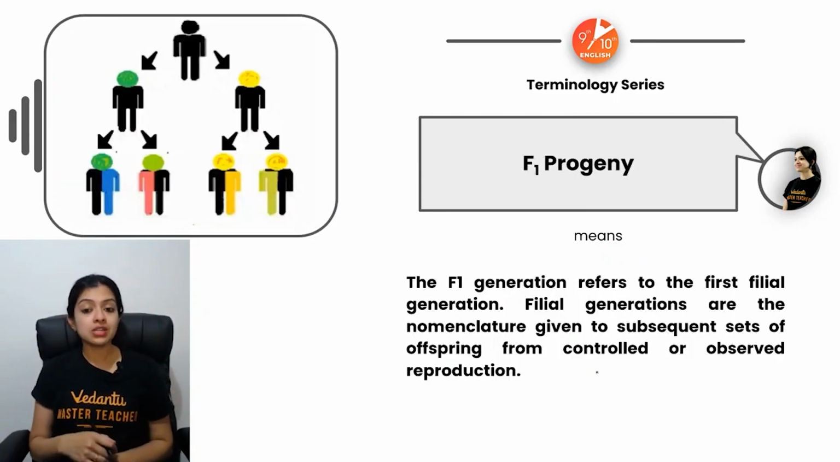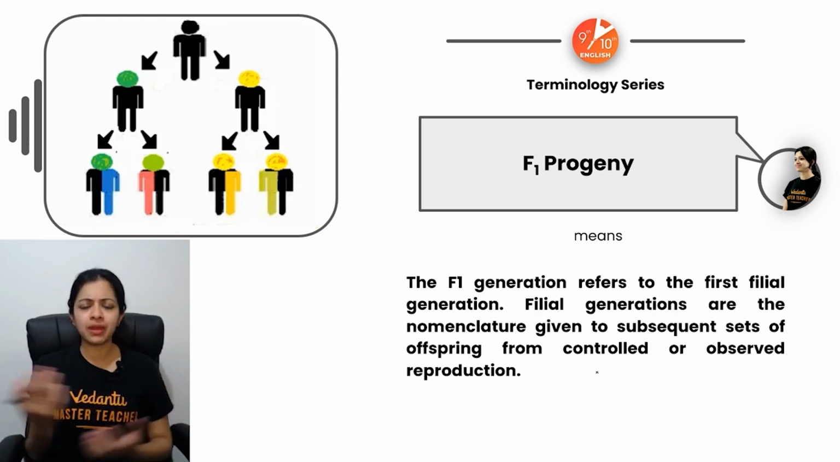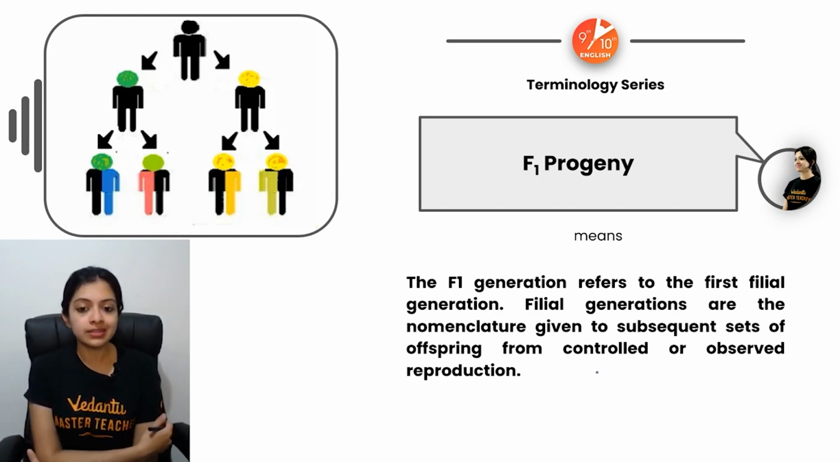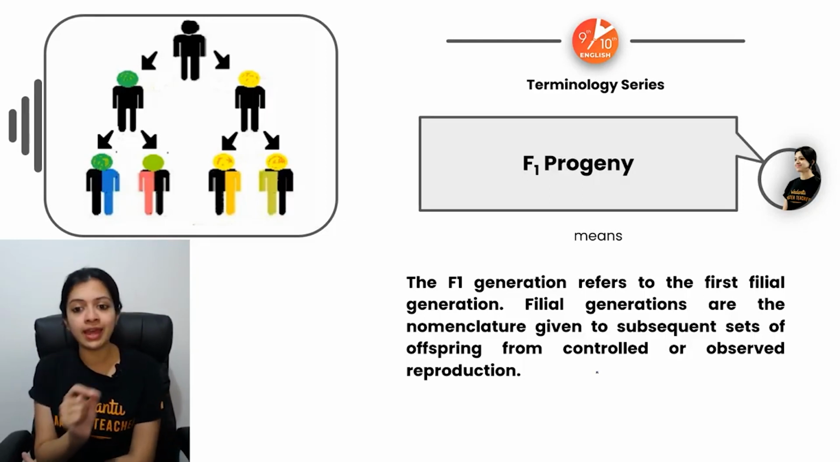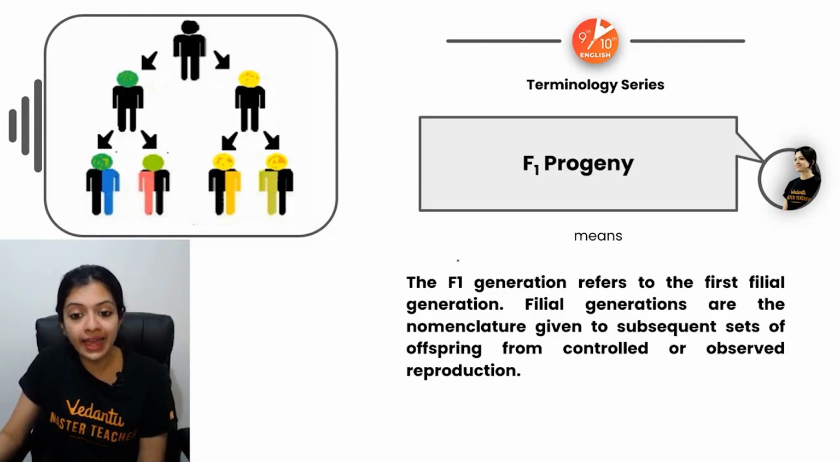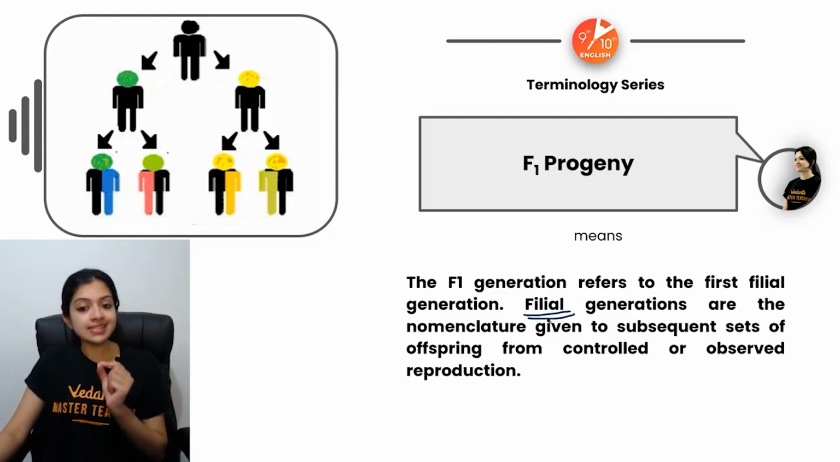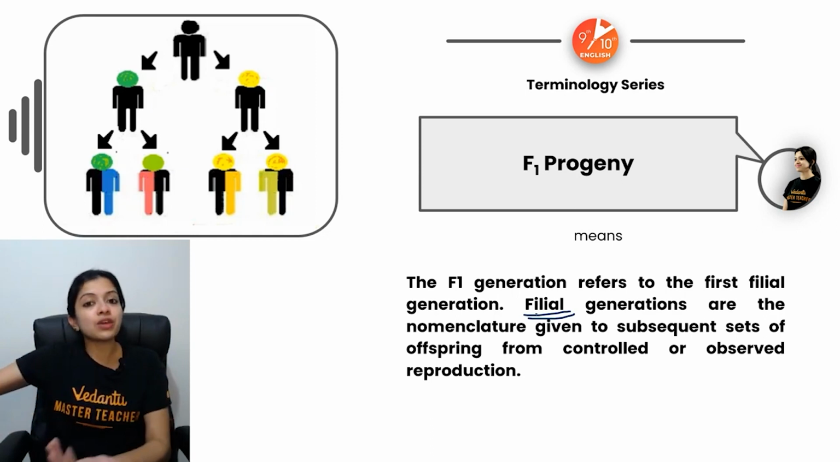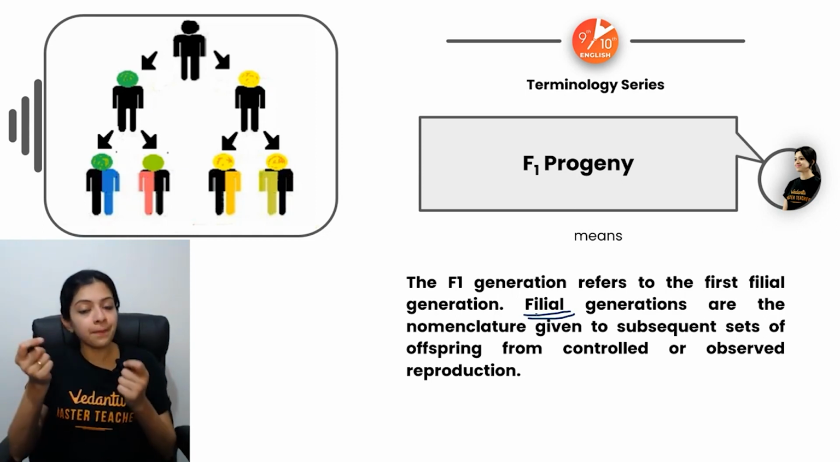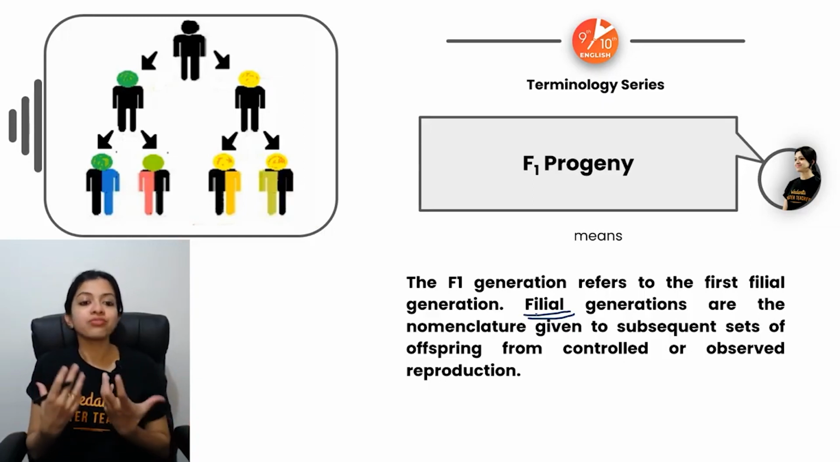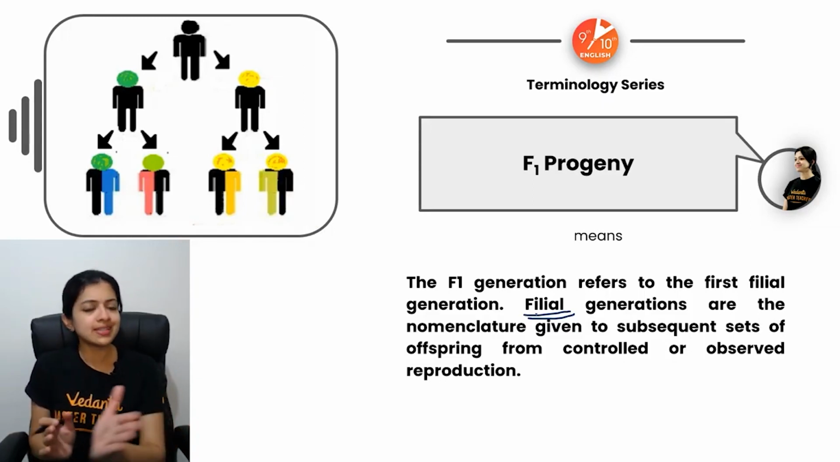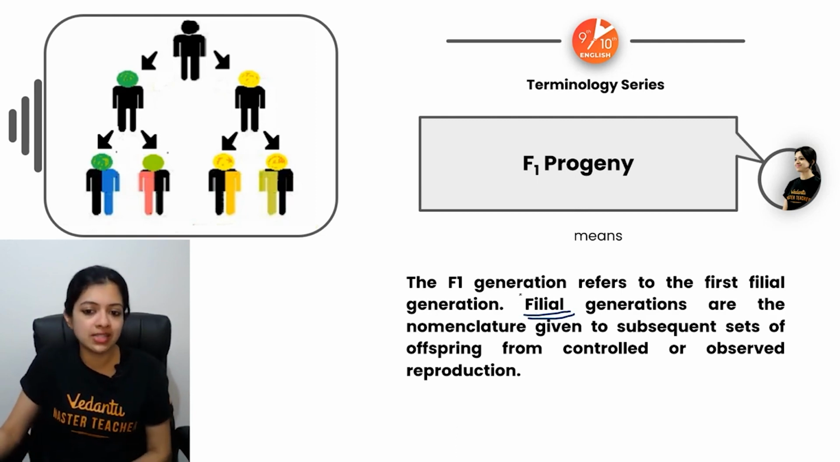Now, what about F1 progeny? In Mendel's experiments, we use terms like the F1 progeny, the F2 progeny, and all of those. The F in F1 and F2 stands for filial generation. So what does that mean? This is the term which we give to subsequent sets of offsprings from observed reproduction. Rather simply put, F1 stands for filial. First filial is what F1 is. Second filial is what F2 is. But the literal meaning of filial is what is given here.